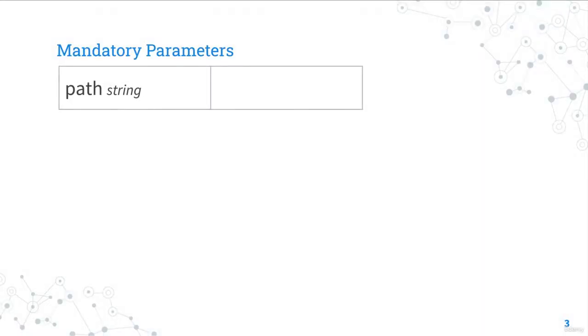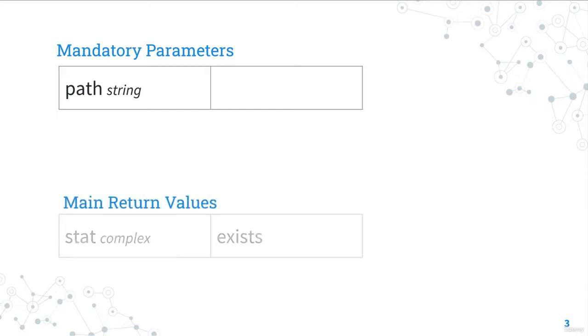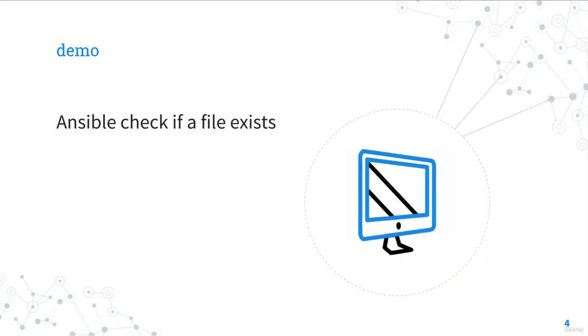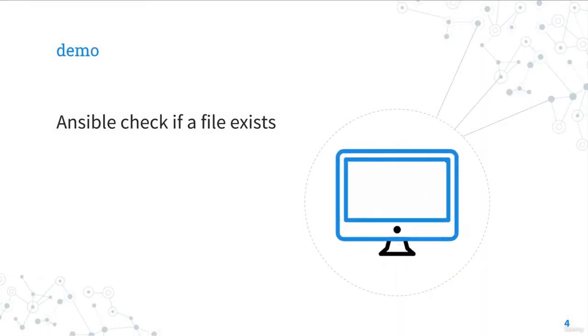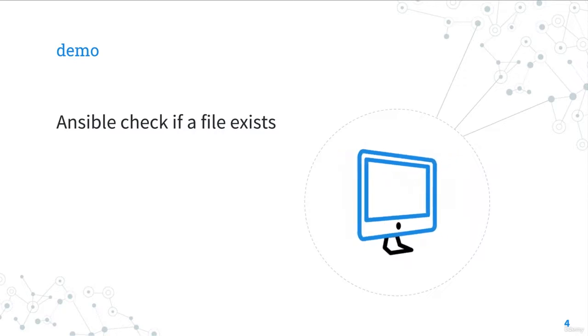The only mandatory parameter is path, that is the file system full path of the object to check. The module returns a complex object. The property that is interesting for us is exists. This attribute is true if the object exists. Let's jump into a real-life playbook to check if a file exists with Ansible.